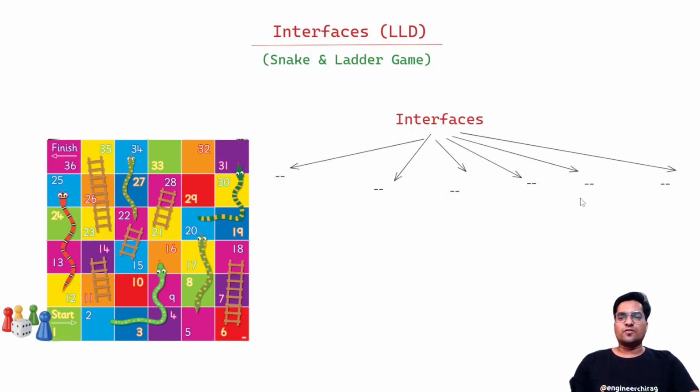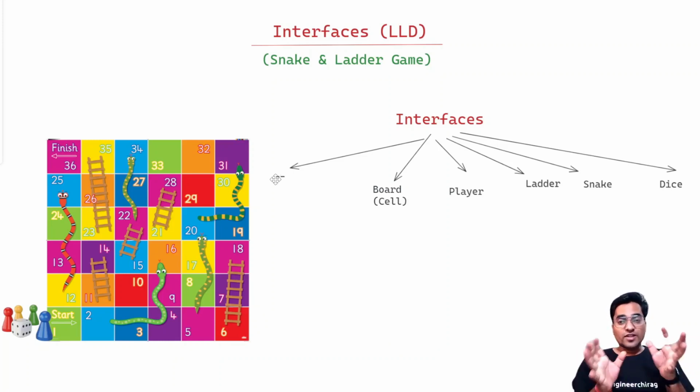Let's think about that. First, definitely you need a dice. You are playing the game using the dice, right? There's a snake. Another thing you can see is a ladder as well. What else can we see? There is a player as well, like it's a multiplayer game, so there are players in the game. Then there is a board, and in that board you have multiple cells as well.